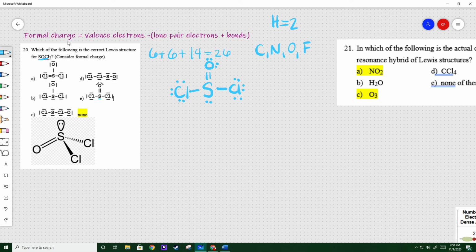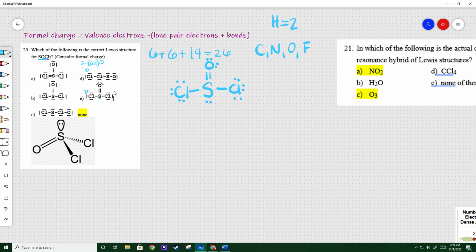structures. And if we were to calculate the formal charge using our equation here, we could get, for this one, we would have 7 minus, there's 2, 4, 6, and then plus 1 bond. So that would be a 0. So each of these, or this one would be 0. So anything that looks like this, chlorine is going to be 0.